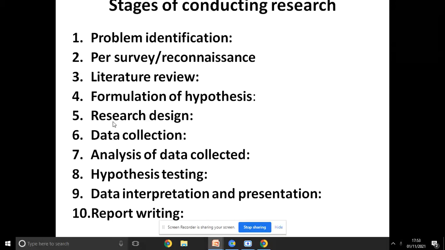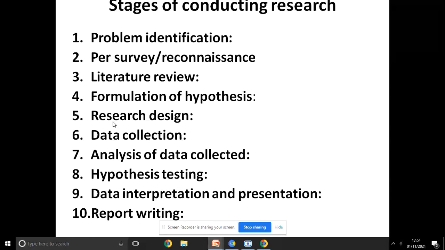Let's move on with our discussion. And today we are going to discuss the stages which are used to conduct research. The first stage is problem identification. The other one is survey.